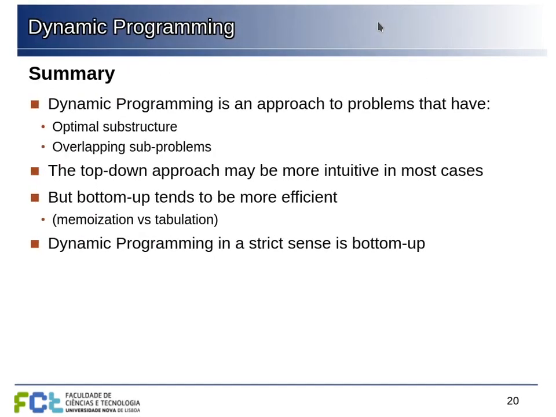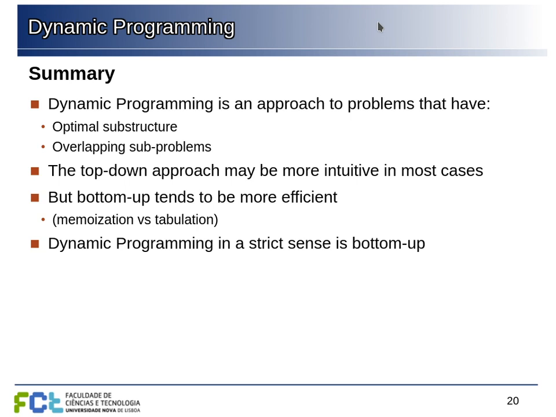Okay, so to sum up, the idea is that dynamic programming is an approach to these kinds of problems that have optimal substructure. It means that finding the optimum for the large problem includes finding the optimum for the sub-problems, the smaller problems. So we can break things down into smaller sub-problems, compute the optimal solutions for the smaller ones, and then combine everything together to get the optimal solution for the largest problems.